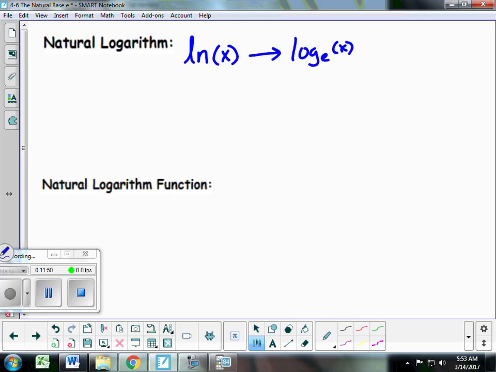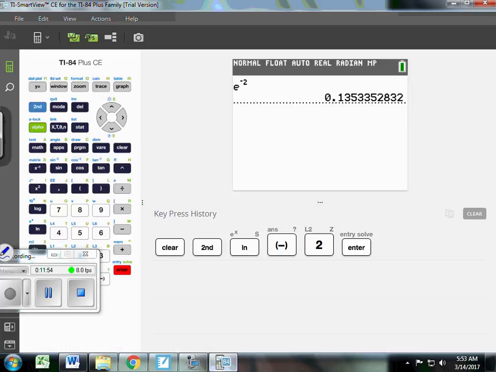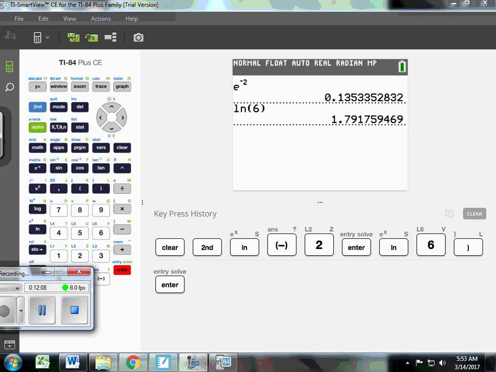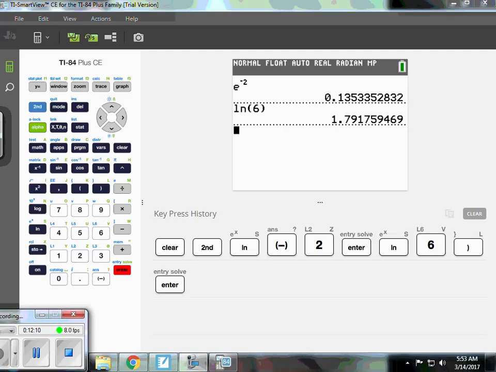And that button is on the calculator. You don't have to press second to get it. It's just ln. For this one, it's kind of to the left of the 4 there. So like the natural logarithm of 6, what is that? 1.79.